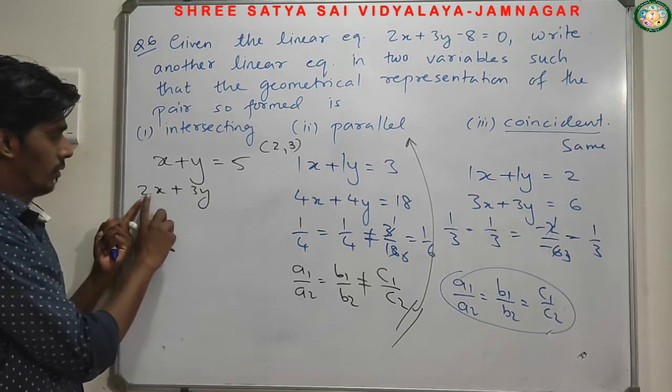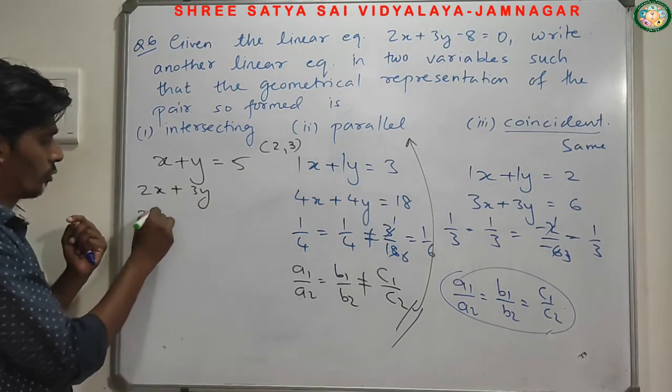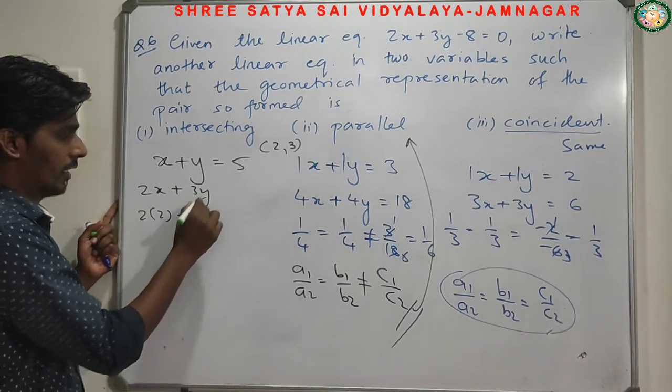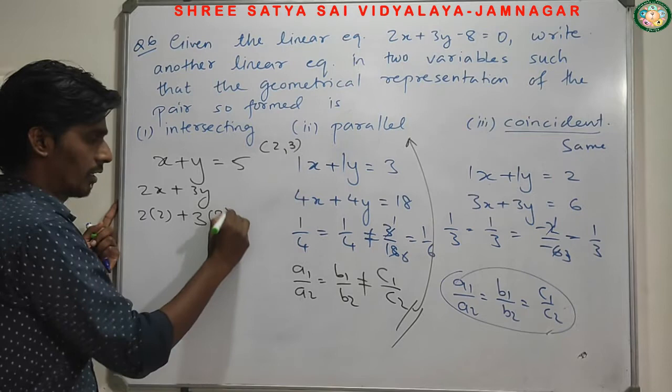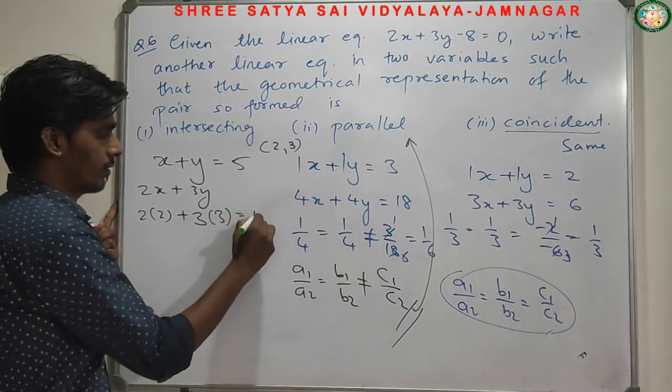2x, 2 2s are 4, 3. What will come in place of y? So it's 2 2s are 4, 3. What will come in place of y? 3. So this is equal to what? 4 plus 9. It's 13.